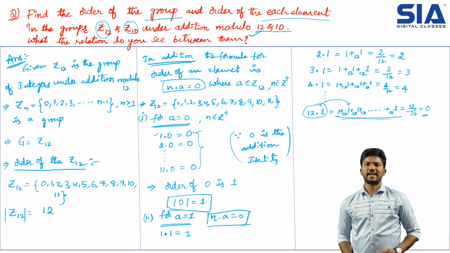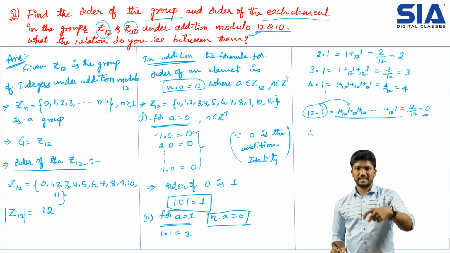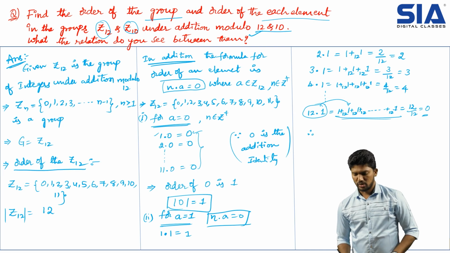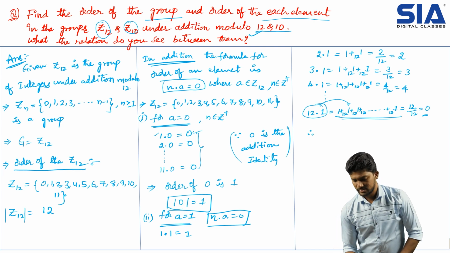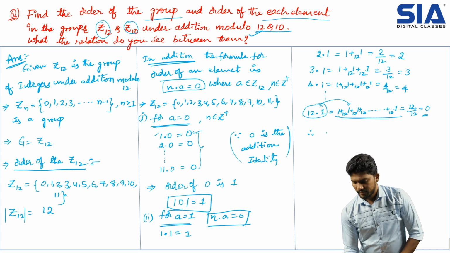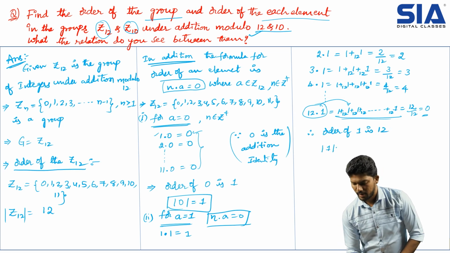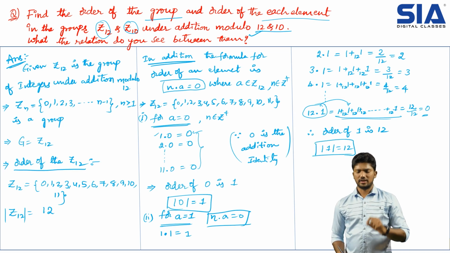So we got the addition identity 0. Next, no need to go to the value 13, 13 into 1. So you have to terminate the process there only. Therefore the order of 1 is 12. Mathematically, mod 1 is equal to 12, which is the order of 1.